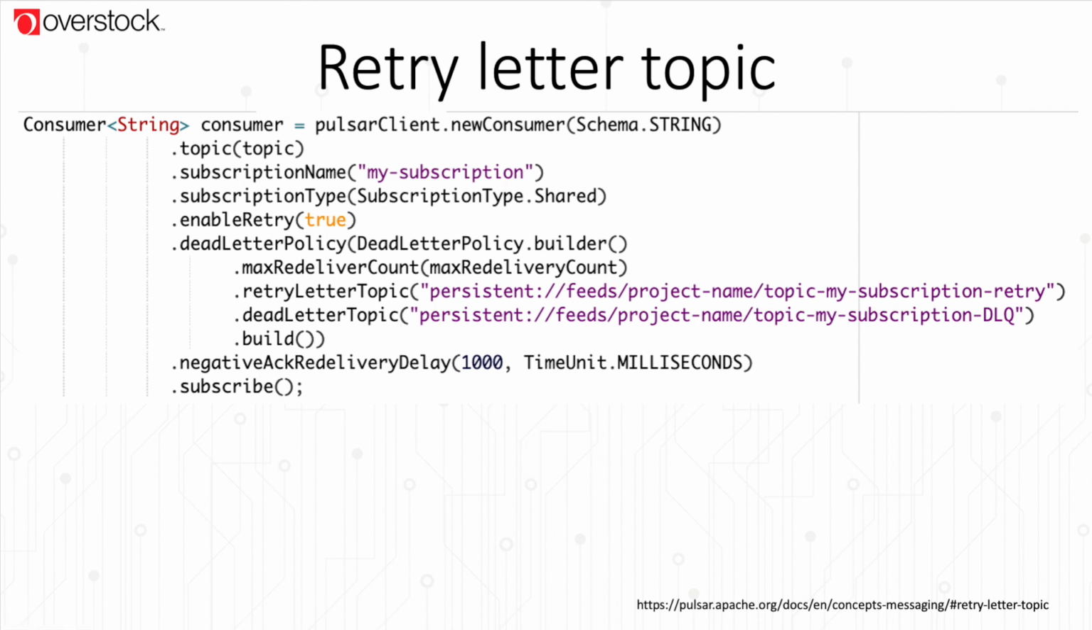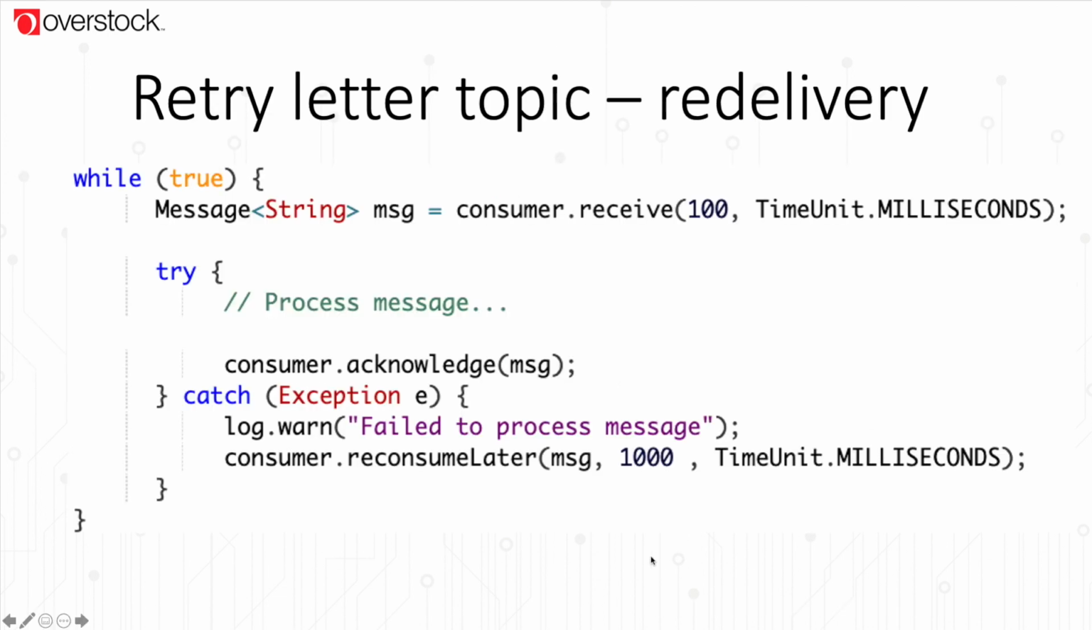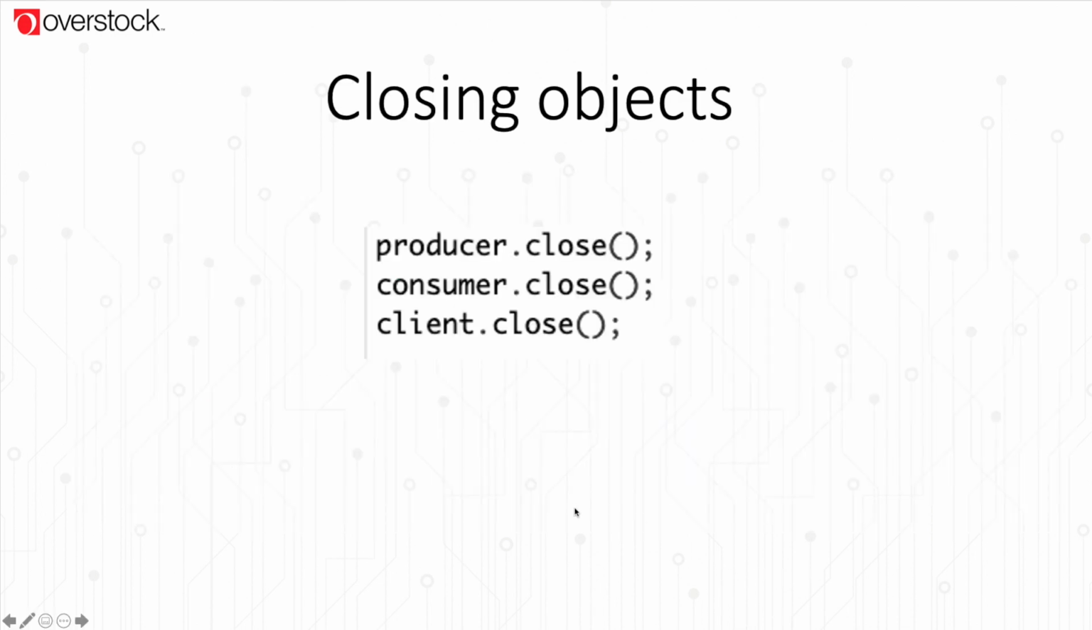And then you also want to specify the negative ACK redelivery delay, which specifies the delay between retries. Now, when utilizing the retry letter topic, you can also set a custom delay before your message is retried. There may be situations where, depending on your message or the exception that's thrown, you want to change the delay. You can do that here with this reconsume later. And then also, it should go without saying, but don't forget to close your objects when you're done with them. You certainly don't want leaking.